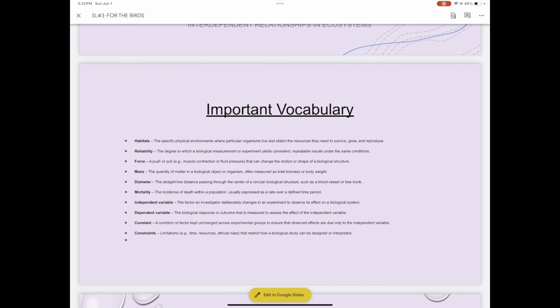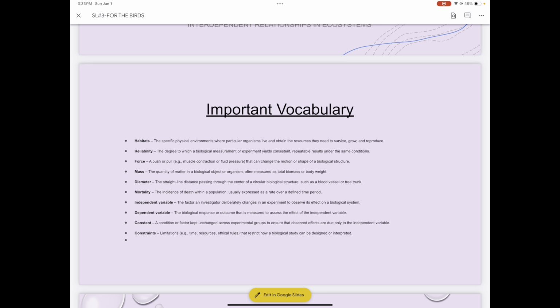All right, so before we get into the actual simulation, just a couple of vocab words that are important, not just for the simulation, but in general for this unit and for this class. Some of them you probably already know. I'm just going to read through them here. Do make sure that you are taking notes on these things. First and foremost, habitat, which is the specific physical environment where a particular organism lives and where they obtain their resources to survive, grow, and reproduce. We've been discussing that all unit. That should not be new info to you, but it is an important piece of information to remember.